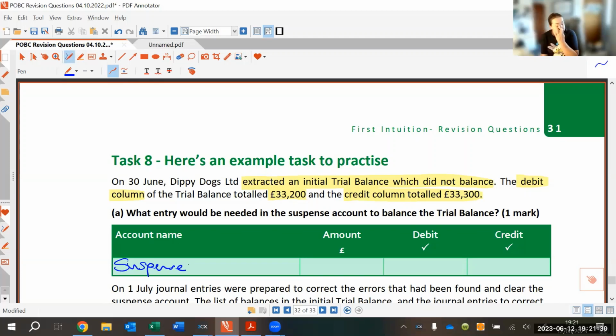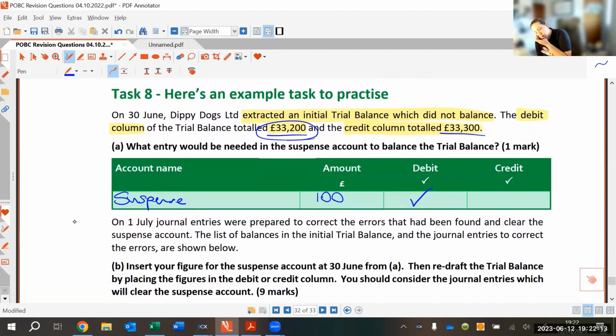No prizes for the account name, it will be the suspense account. And the amount is 100 because it's the difference between the 33,300 and the 33,200. So £100 difference between those two figures. It's our debit side that is lower, so we have to plug the gap on the debit side. Well done to those of you that popped it in the chat. So 33,200, add on that 100, now equals 33,300, just as the credit side does. So we're not out of the woods, but we're getting there in order to get our trial balance to where it should be.